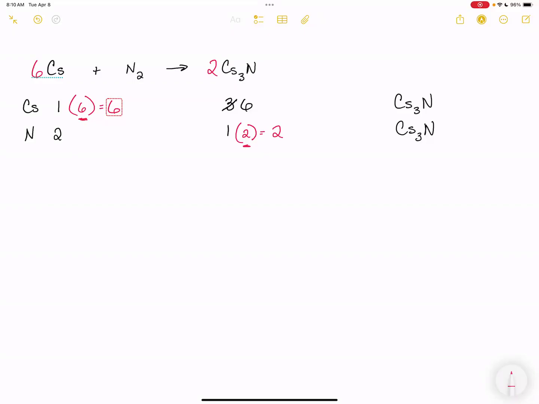Any questions? Like I said, that one was hopefully not too bad, but I wanted to get our minds going again on the process for balancing a chemical equation before I tried to blow your mind.